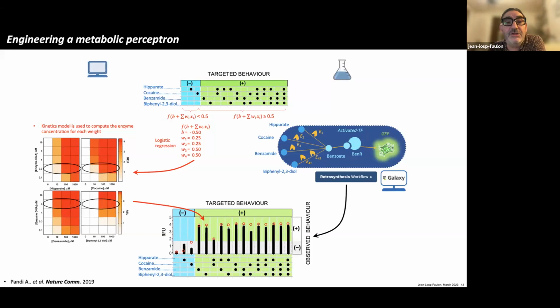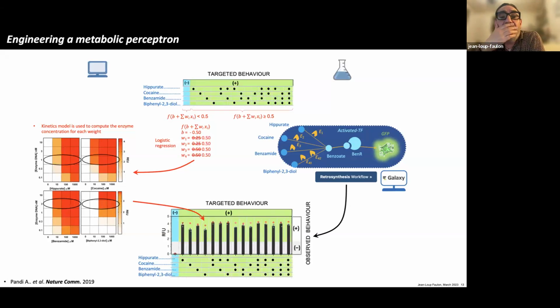Now you can even change the perceptron, and you can change your training set. In this case, the same system, but only the first case is negative. It's basically an OR gate here. So the only thing you do is change the weights. There are different weights in order to follow this behavior, and changing the weights is going to change the amount of DNA you put into your cell-free system that codes for the enzymes. And what you can see here again is that the observed behavior matches quite well the targeted behavior.